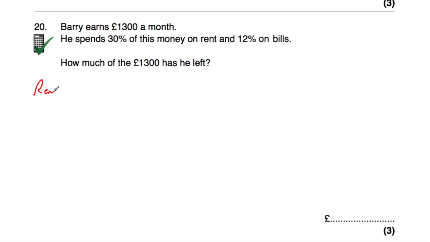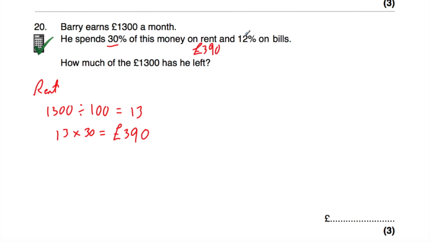So in terms of his rent, we would take the 1,300, divide it by 100 to find 1%, that's equal to 13, and then take the 13 and multiply by 30, and then that'll tell us how much money he spends on his rent, because it's 30% of 1,300. 13 multiplied by 30 is equal to £390. So he spends £390 on his rent.